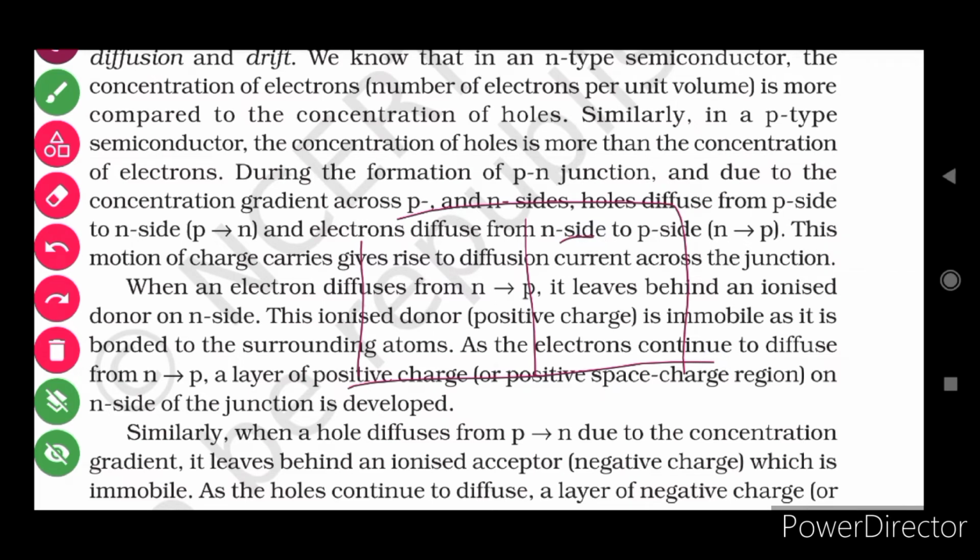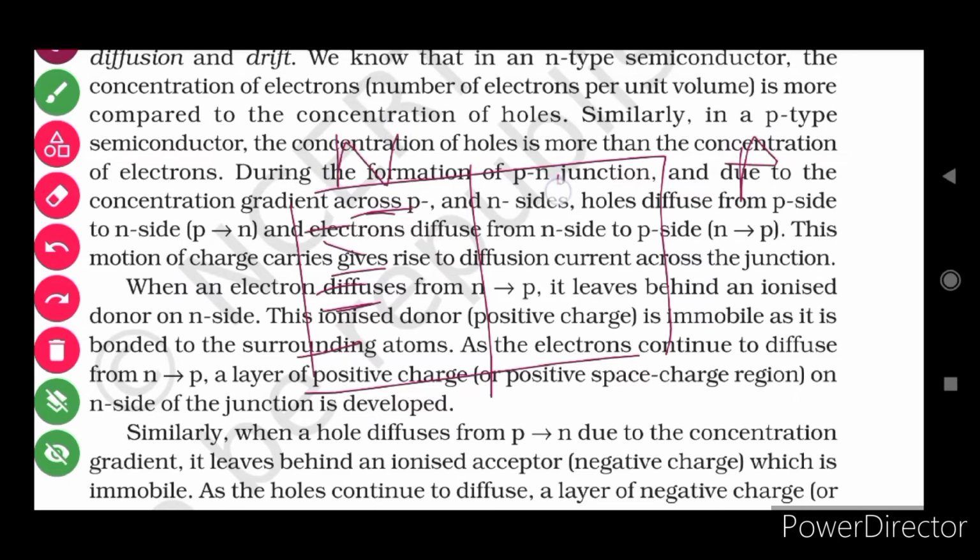So let me draw this for you. Here are the majority charge carrier electrons. Some of these, which are near the junction, have moved here. And some of the holes have moved to this side. This has created ionized atoms here. On this side there will be positive charges. Why are there positive charges? Because electrons have moved to that side, and that's why there are ionized atoms here, cations, because they have lost 1 electron. And on this side there will be negative charges.